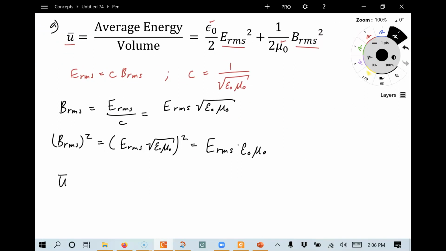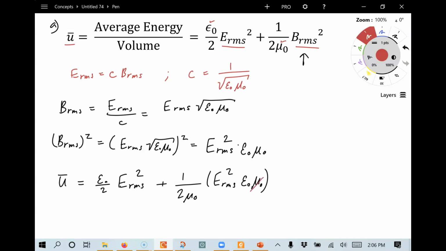So we can also write U average as epsilon naught over 2 E RMS squared plus 1 over 2 mu naught. Now I'm going to plug in for B RMS squared. Forgot to put a square on that. And we'll notice we get some cancellation here. And so we end up with epsilon naught 1/2 E RMS squared, and again, epsilon naught 1/2 E RMS squared. This gives us a value for U, the average energy density.